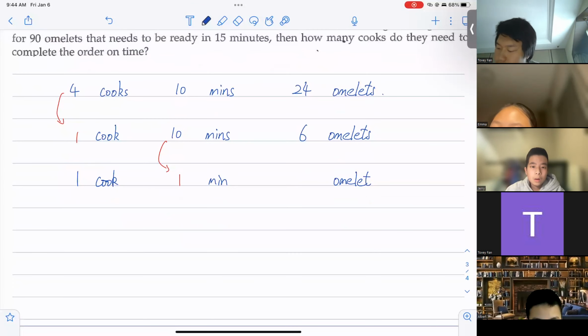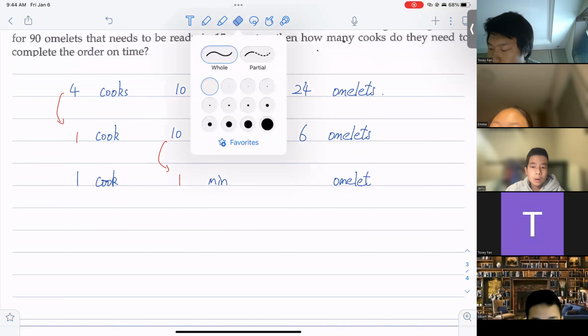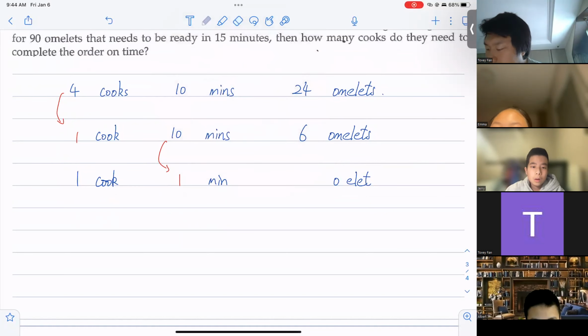Albert? 6 divided by 10. Yes, it's just 6 divided by 10, right? In 10 minutes, he can make 6 omelets. So in 1 minute, he can only do 6 out of 10, which is 3 out of 5 of an omelet. Okay, this is what I meant by finding the individual work rate.